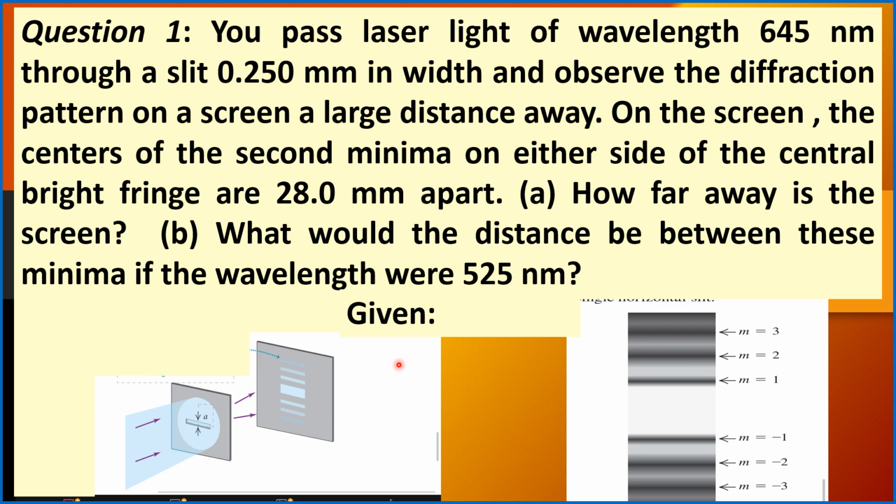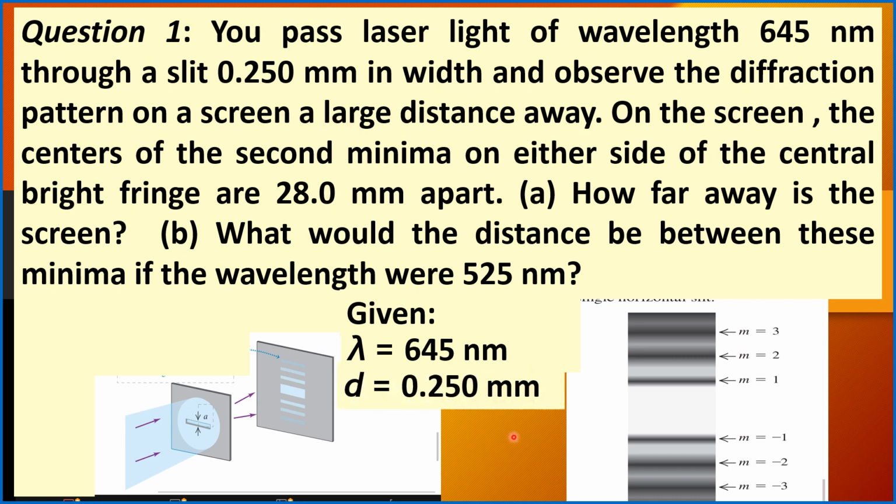All right. So in our diagram here, the monochromatic light in this problem is a laser light whose wavelength is known. The lambda is equal to 645 nanometers. And then there is a slit through which the light passes. The width of this slit is given, and we denote that with small letter d. It is equal to 0.250 millimeters.